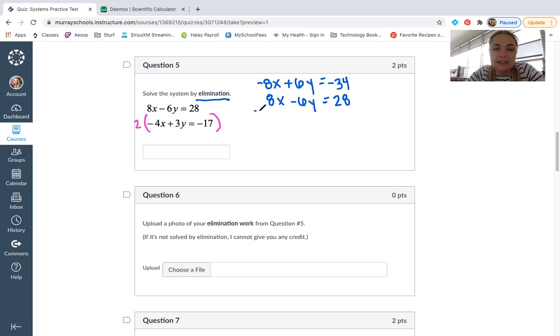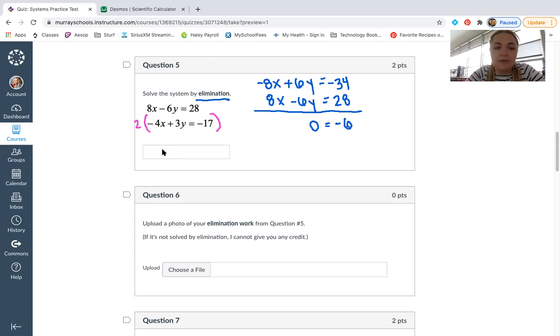I've got my opposites in front of the x's, so when I draw my line, the 8x and the negative 8x cancel, but then the 6y and the negative 6y also cancel. I have 0 on the left side. And when I do negative 34 plus 28, I get negative 6. That's not true. And then people start panicking. But you don't need to panic on this one.